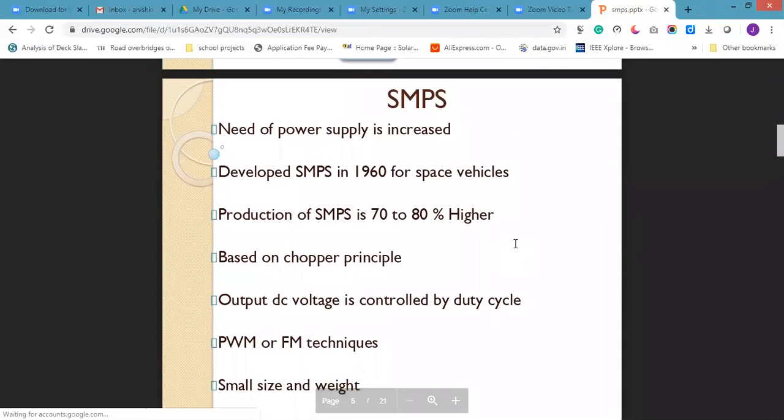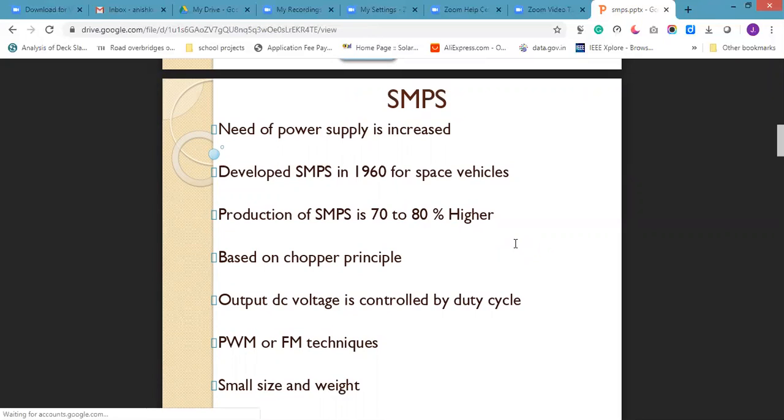Nowadays all electronic components we need operate at different voltages, so we need power supplies. The SMPS was developed in 1960 for space vehicles. The production of SMPS is nowadays 70 to 80% higher due to these advantages. It is based on the chopper principle. The output voltage is controlled by duty cycle.